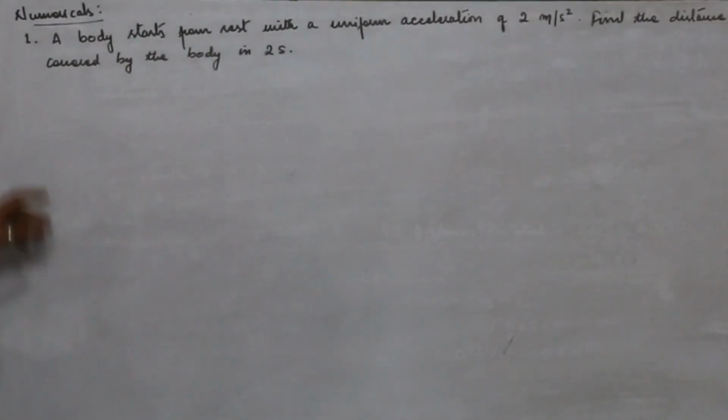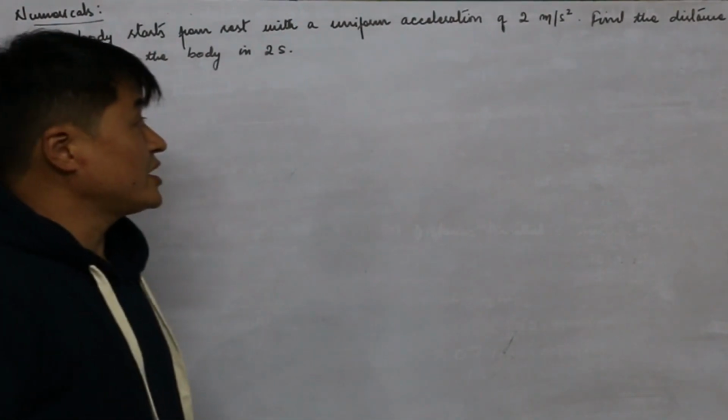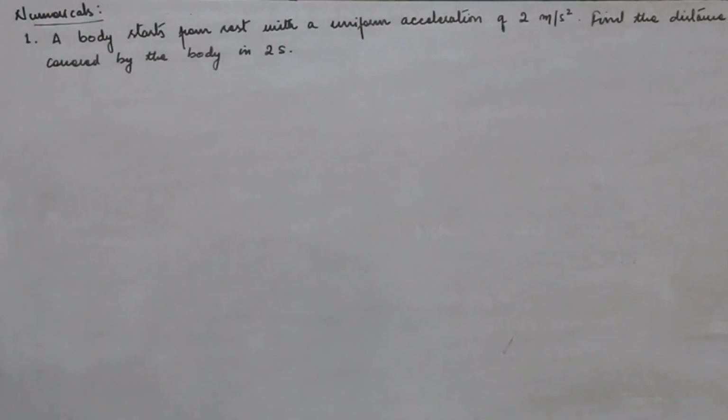From the numericals, I am solving question number 1. A body starts from rest with a uniform acceleration of 2 meter per second square. Find the distance covered by the body in 2 seconds.